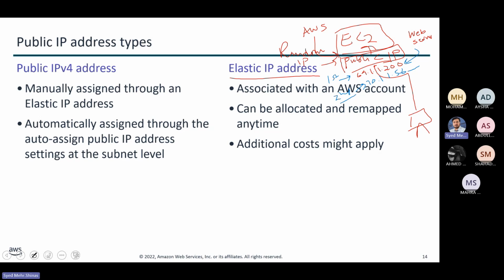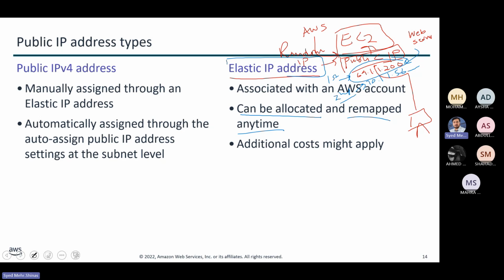So how can you assign a static IP? Even if you restart your EC2 instance, this IP should not be changed. So through the elastic IP address, you can fix the public IP address. This elastic IP address can be allocated and remapped anytime. It means it will be fixed, but the catch is here.